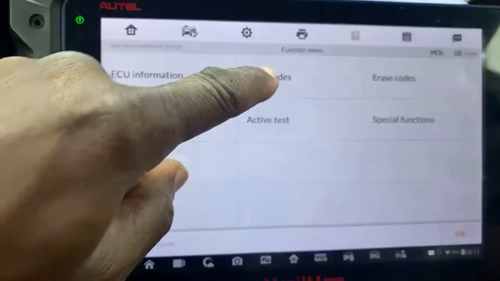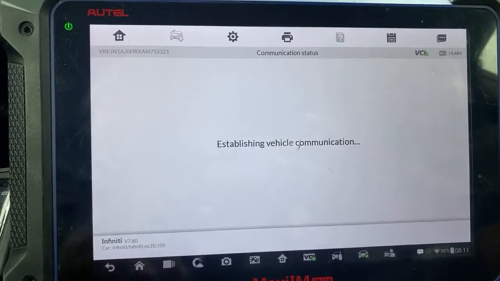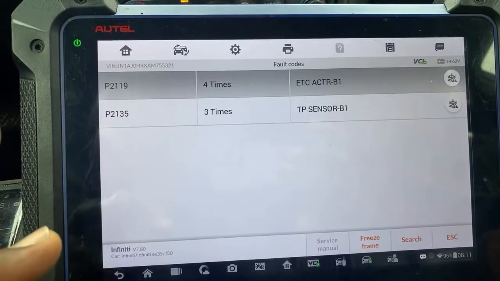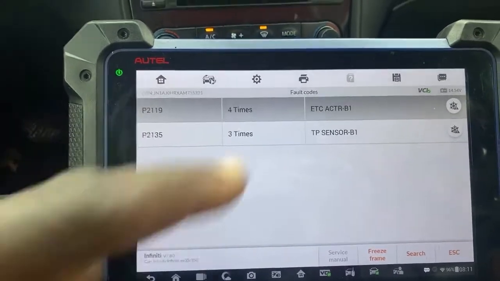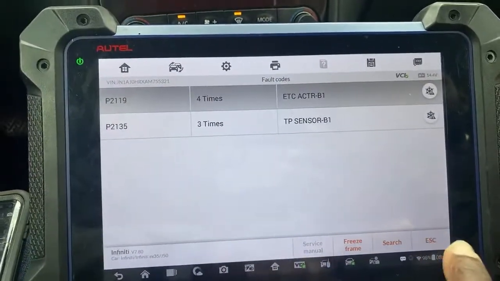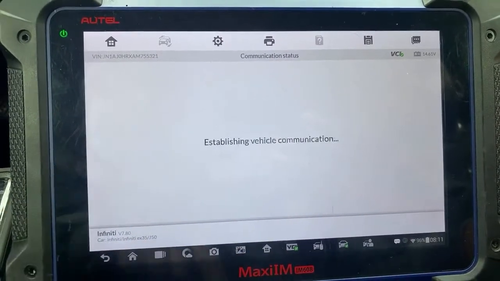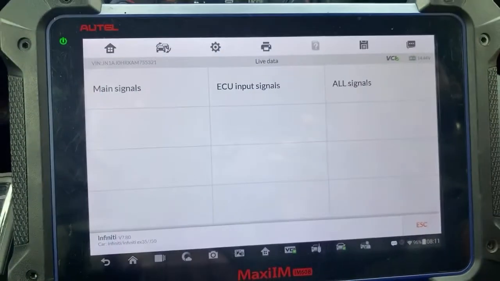Okay, now I'm going to see the codes. For me, the electronic throttle body itself has an issue. So now I want to check which one it is, because we have one on the right and one on the left. Okay, I go here. I want to go to data. Data, I want to see all signals.